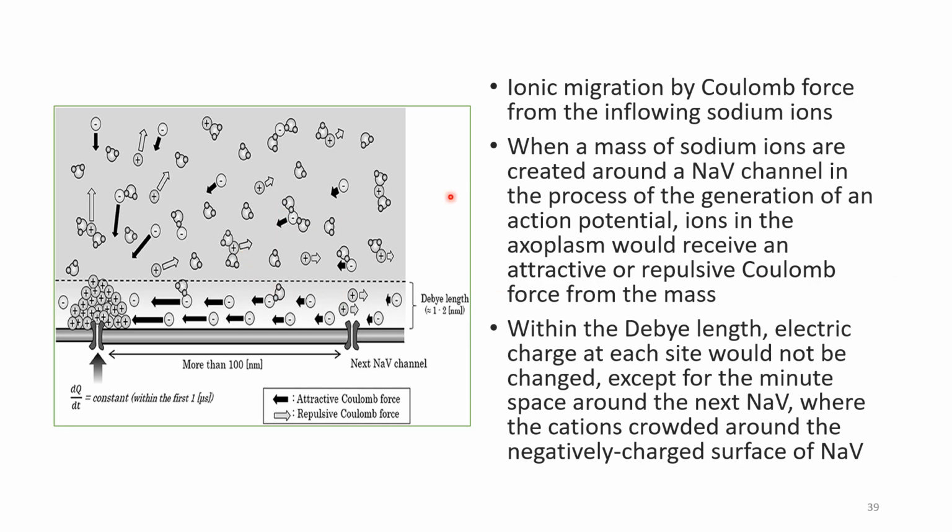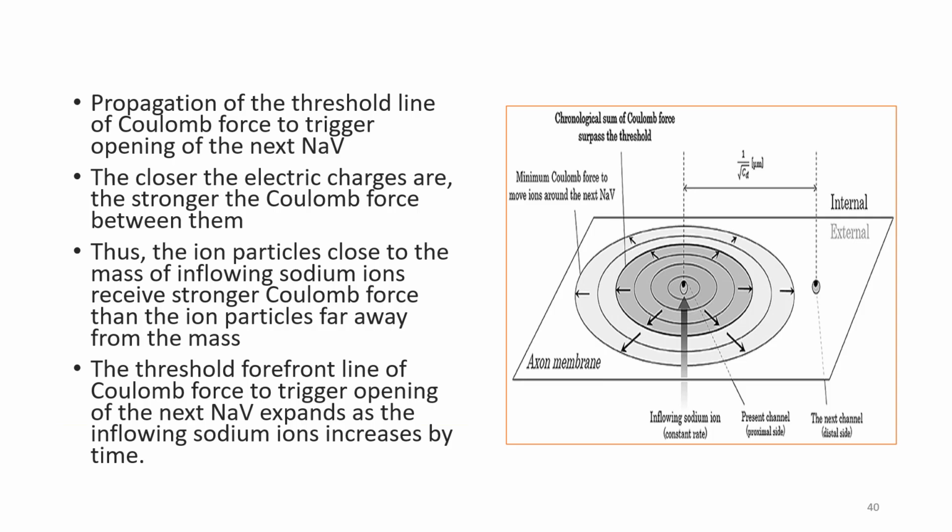See this Coulomb force generated because of ionic migration, mainly because of sodium ions migration. So sodium ions are coming, they are accumulated here, and they are attracting anions. Now this Coulomb force will travel like this. First it is like this, then it goes up to here, then up to here, expanding in all directions, and it will trigger the opening of the next voltage gated sodium channel.